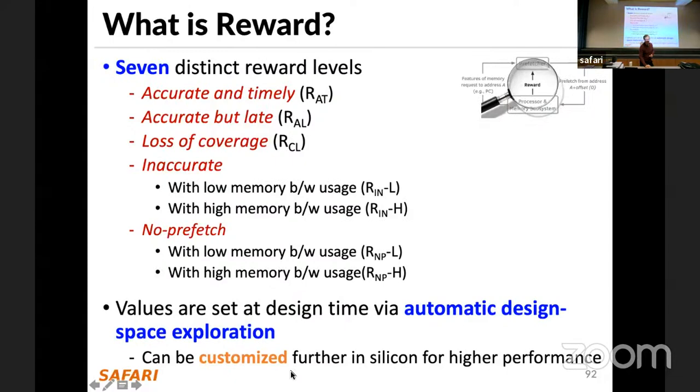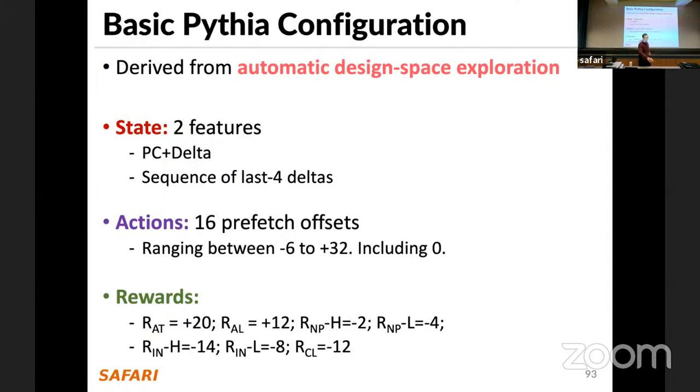And then your values are set using automatic design space exploration. And then, as I said, this can be customized further in silicon. Basically, how much positive reward or negative reward you give to these different reward levels, or what kind of other reward levels you consider, can be customized in silicon. For example, if you're in an environment where bandwidth is extremely scarce, you would customize these reward levels such that it sets the goal to preserve bandwidth as much as possible, right? It reduces the aggressiveness somehow.